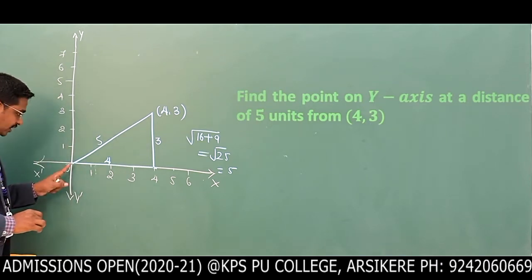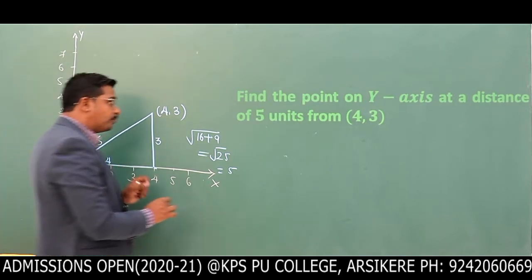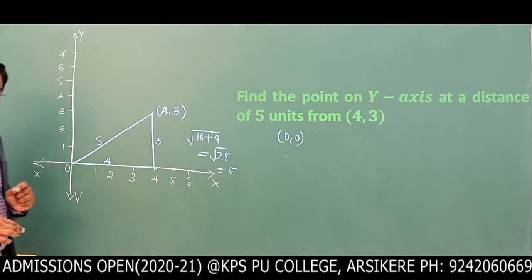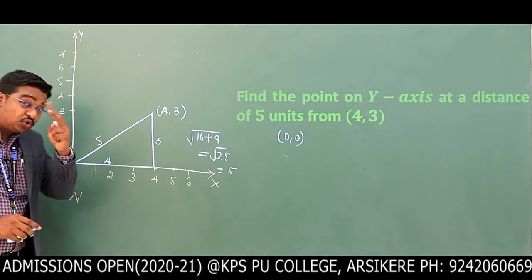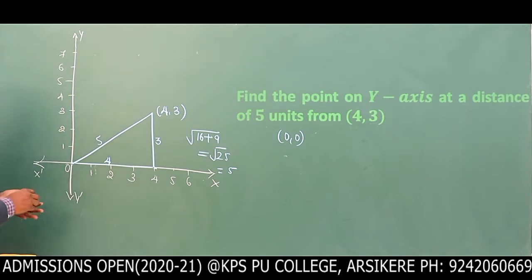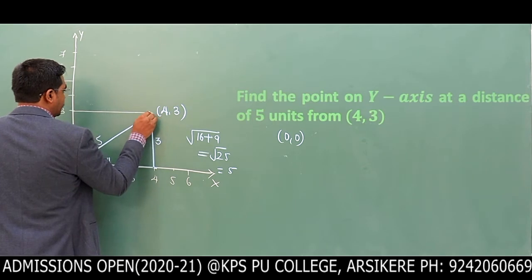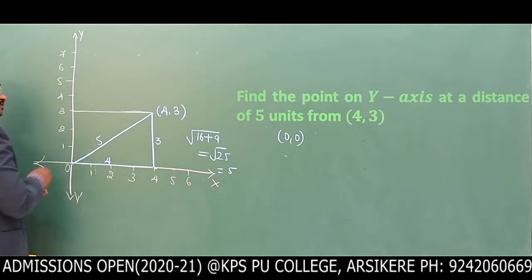So what is the one point here? Origin (0, 0) is one point. Only one point? No, we get 2 points. What is another point? Draw the line from here to here. This is also 4 units.